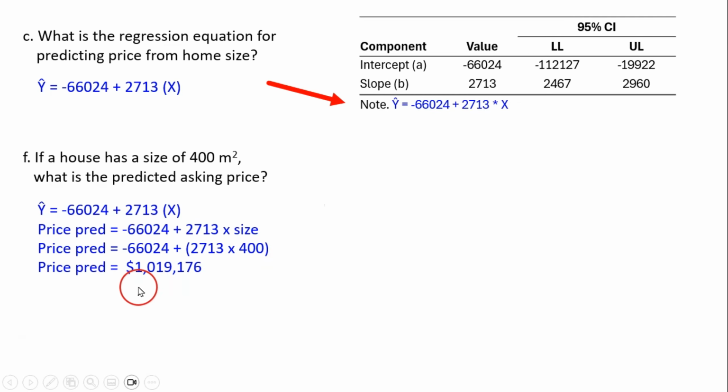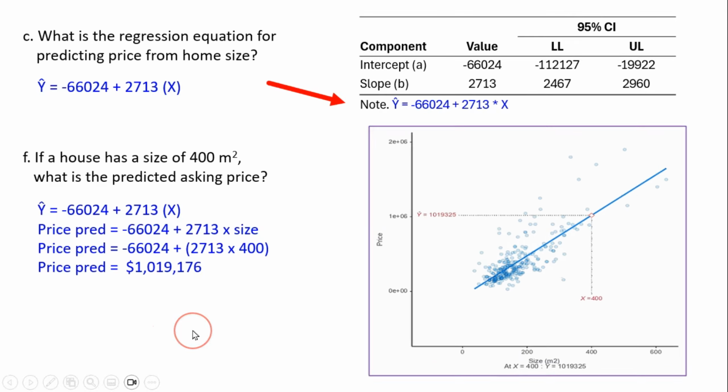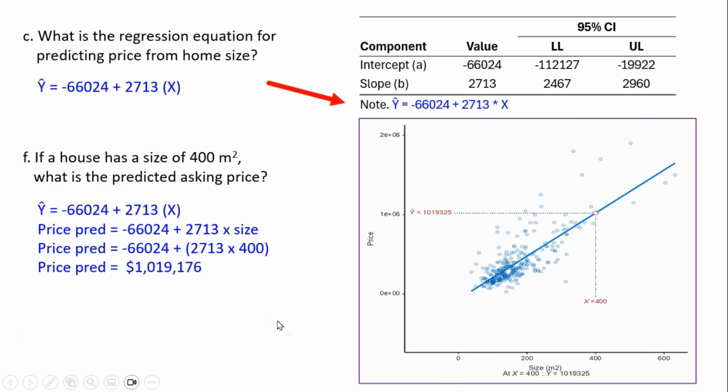So there's your answer right there. The predicted price for this data set is about $1 million. $1,019,176 is the predicted price based on the data set for a house of size 400 meters squared. And so I believe I have a picture of that over here on the right. So let's take a look at that now.